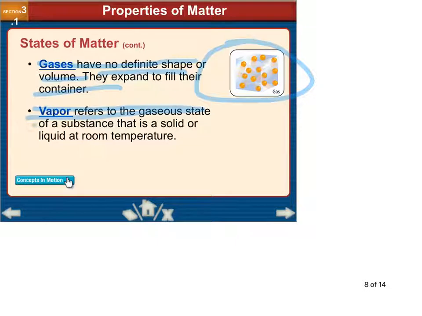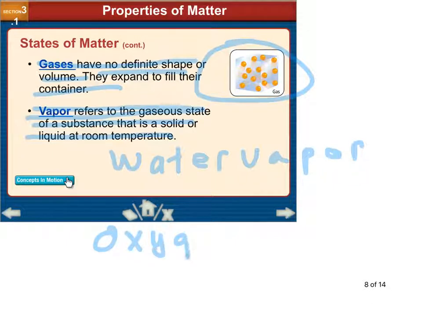Vapor, a special type of gas. It's a gaseous state of a substance that's normally a solid or liquid at room temperature. So we talk about water vapor. That's the gaseous water. But we would say oxygen gas, because oxygen is a gas at room temperature, so we call it a gas. Water is a liquid at room temperature, so we call it a vapor. We could also say gaseous water. So, similar but different: gases and vapor.